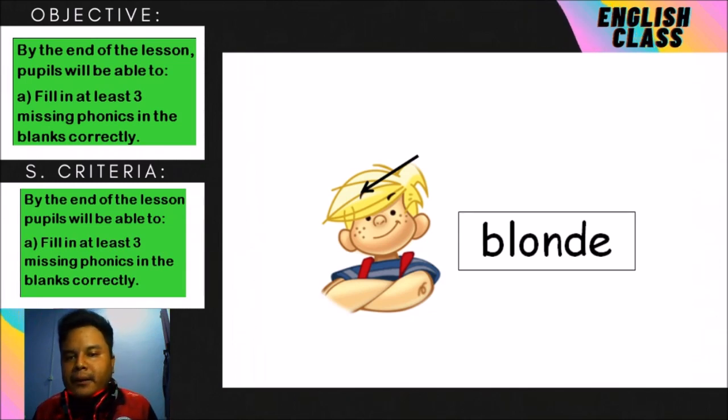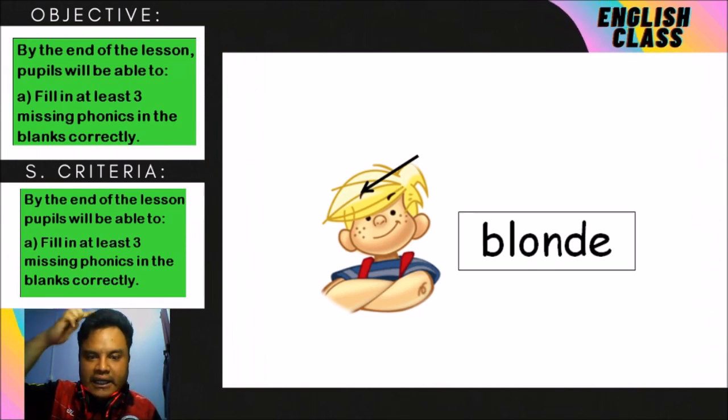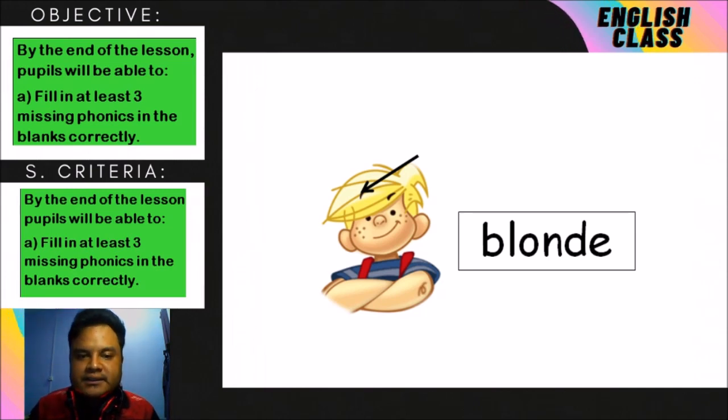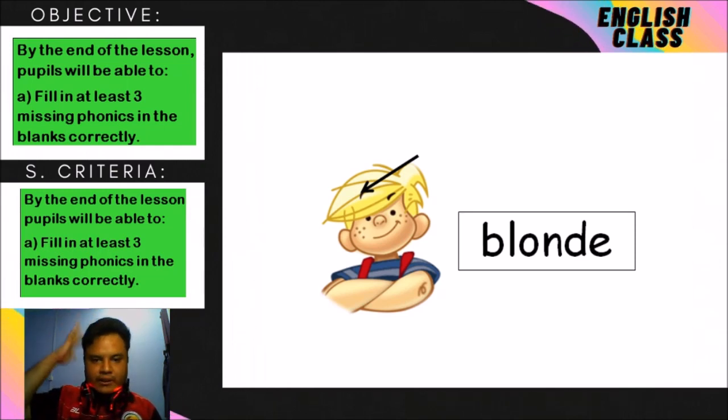Number 1, blonde. Okay, what is blonde? If you look at that picture, there is an arrow showing at the boy's hair. Okay, blonde is describing a type of hair color. A blonde is usually a yellowish golden hair color. Okay, maksud perkataan blonde adalah warna rambut yang kuning keemasan. Right? You can look at the picture. There's an arrow pointing at the boy's hair, it's meant to say the boy's hair is blonde.